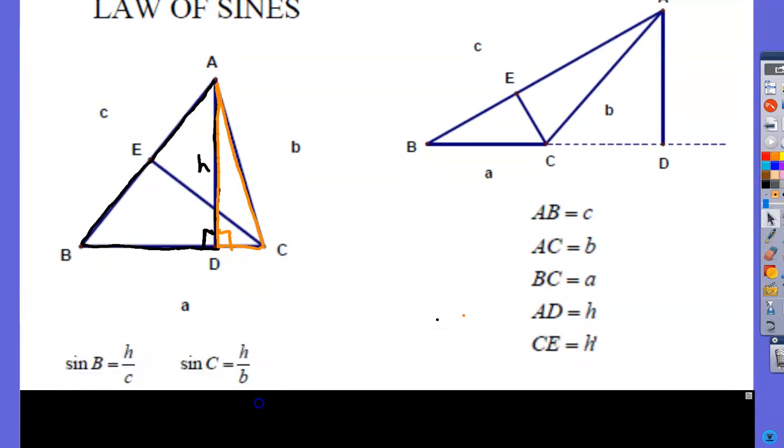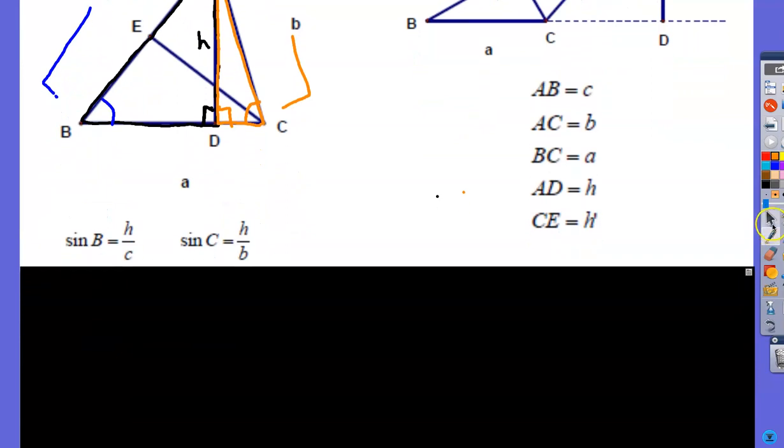Okay, so this is what I did. I used angle B first and created a ratio using angle B, this side, and this hypotenuse. So I used this side, which is little c. I said that the sine of this angle should be the opposite, h, over this one's hypotenuse, c. And then I also used this angle in this triangle, C, so I did the sine of C equals its opposite, which is also that same h, over its hypotenuse, which in this case is little b.